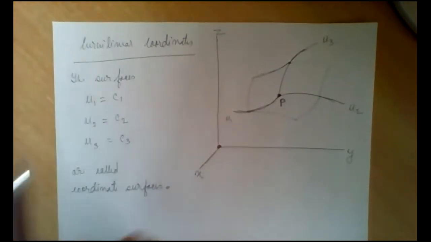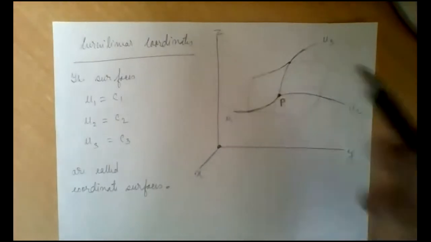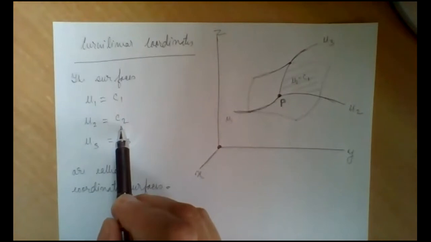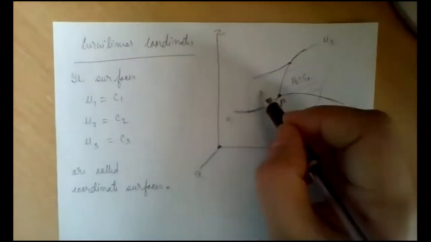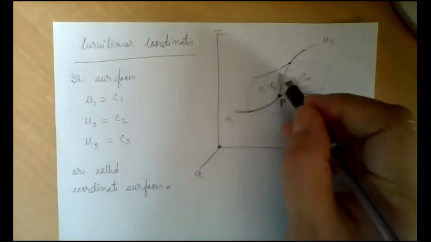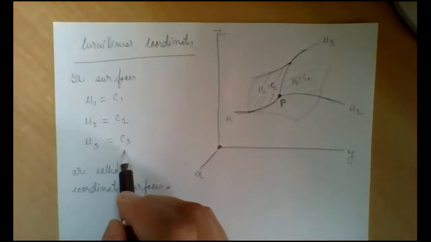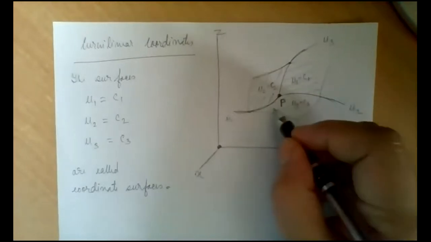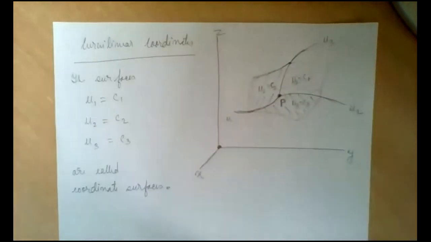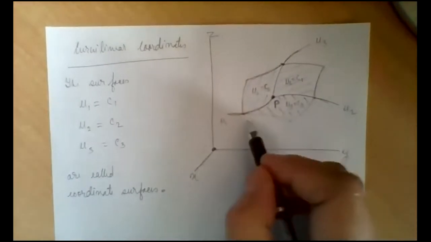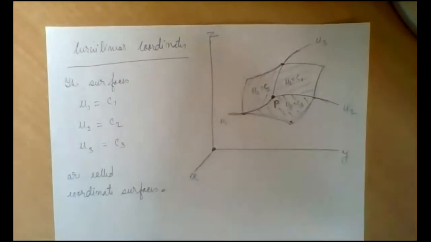In this given figure, what is the u1 equal to constant surface? The u1 equal to c1 surface is this surface. The u2 equal to c2 surface, a curved surface, is this surface. The u3 equal to c3 surface is this surface.